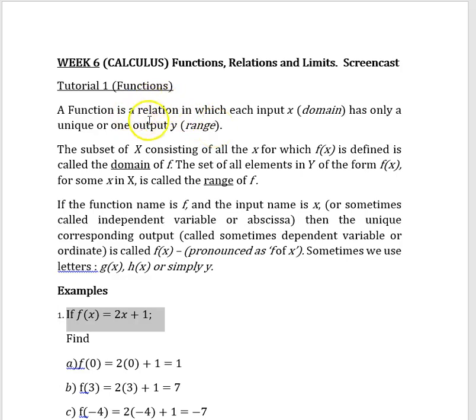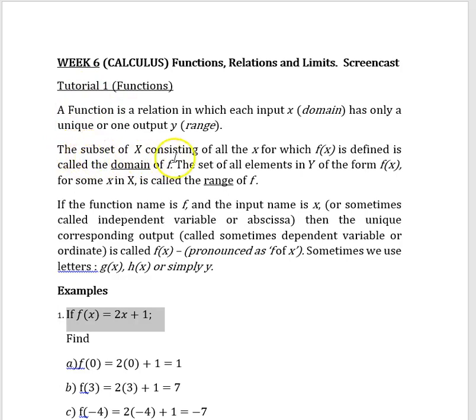Now, a relation is when an input value just gives you an output value. But when the input value does not repeat itself to give a unique value of y, it's a function. So in essence, we can conclude that all functions are relations, but not all relations are functions.